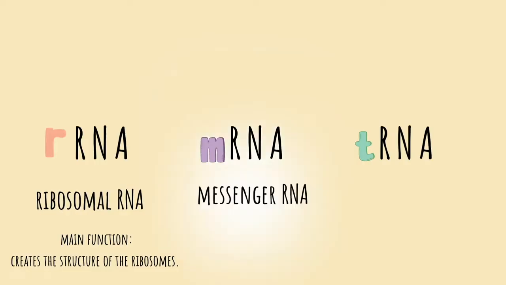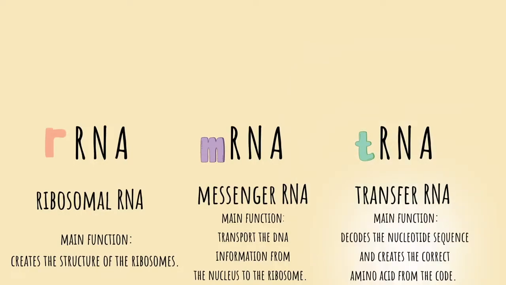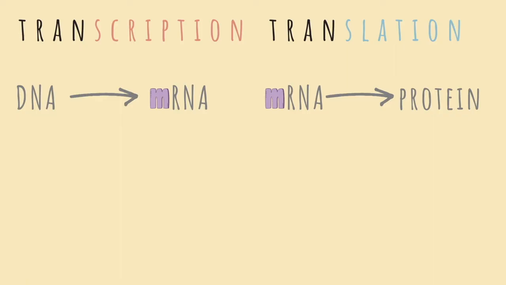mRNA is the messenger RNA. Its main job is to transport the DNA information or message from inside the nucleus to the ribosome. tRNA is the transfer RNA. Its main function is to decode the nucleotide sequence and create the appropriate amino acid for the code. Basically, it makes amino acids using the codes on mRNA. As I mentioned, there are two major steps in protein synthesis: transcription and translation. Basically, transcription is where DNA makes mRNA, and translation is where mRNA makes proteins.